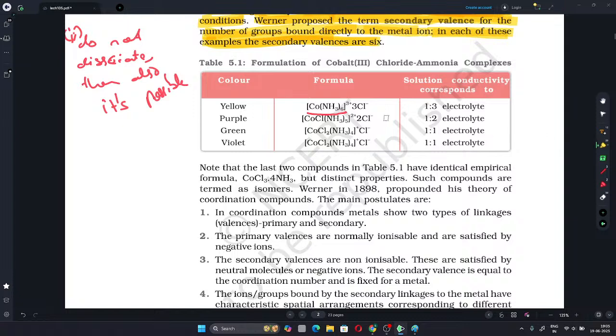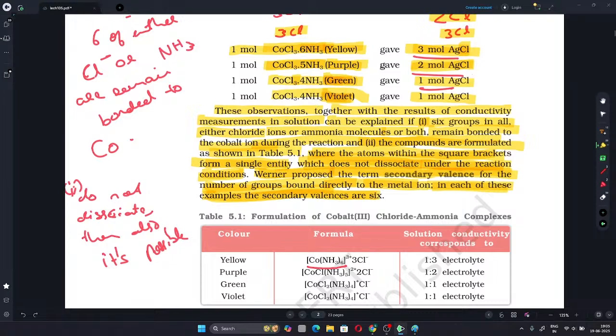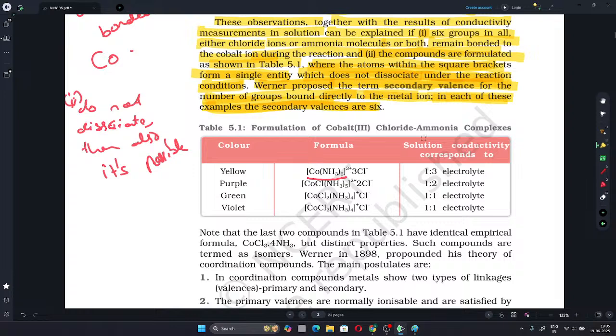How did they find out if Cl is released? Here we see that 1 mole of CoCl3·6NH3 gave 3 moles of AgCl, or the solution of 1 mole gave 2 moles of AgCl. How did they find this out? It is via conductivity. Solution conductivity, if it is a 1:3 electrolyte, means it gave 3 chloride ions.